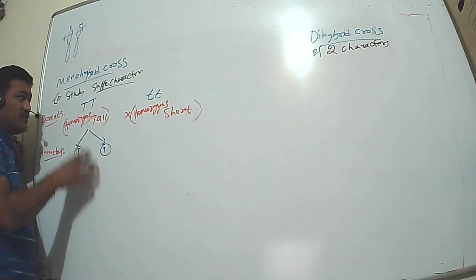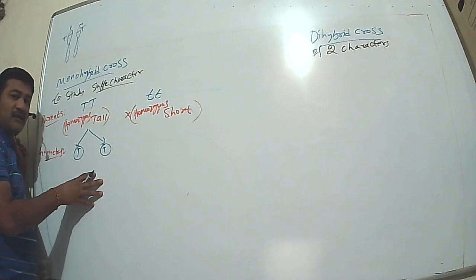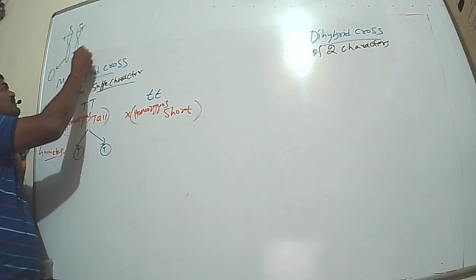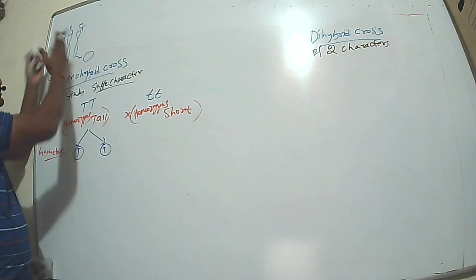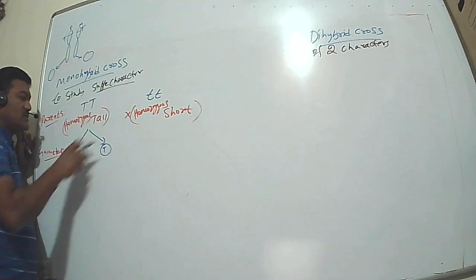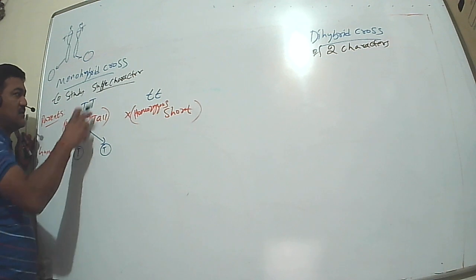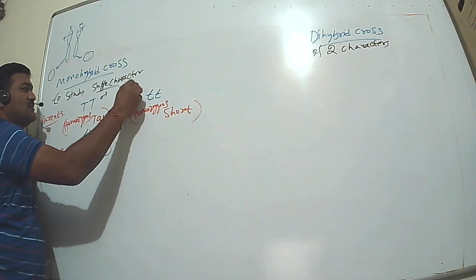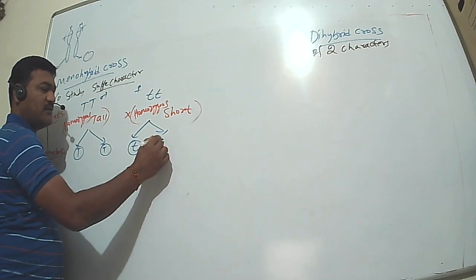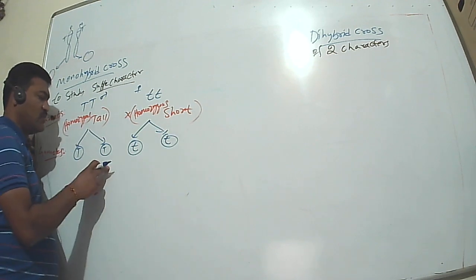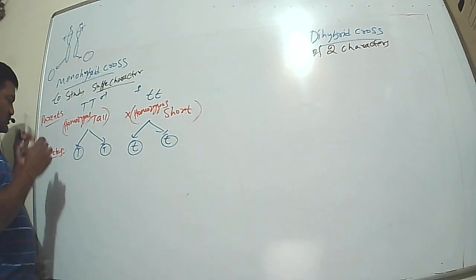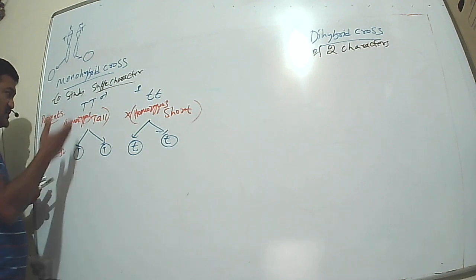But when this parent is producing male gametes, this allele will go to one male gamete, or one sperm, and this will go to another male gamete, or another sperm. So these two alleles will segregate, they will separate. That is called the law of segregation, which we'll discuss later. This allele comes into one gamete and this allele comes into another gamete. Let's take this as a male parent and this as a female parent. Here also these two alleles separate. This goes into one female gamete and this goes into another female gamete. Of course, you have only one type of male gametes, which have capital T, and one type of female gametes, which have small t. So these are the possible gametes from this parent and from that parent.